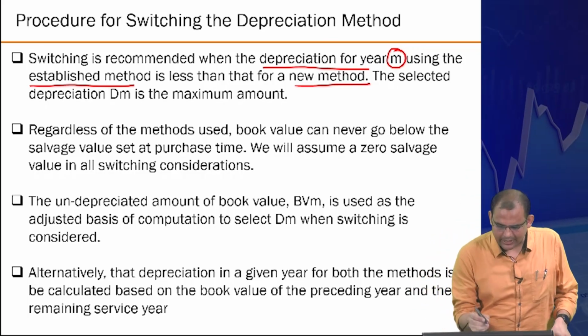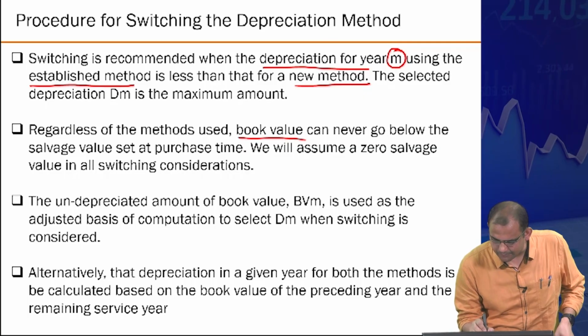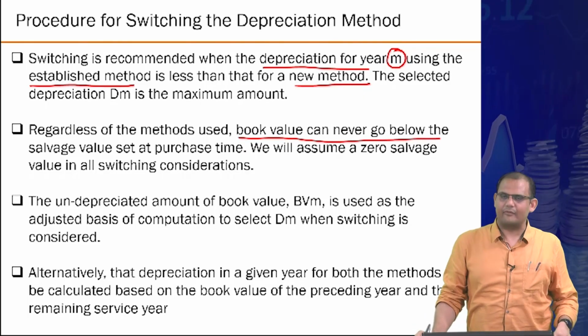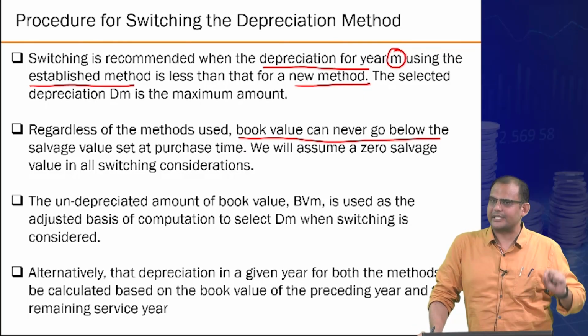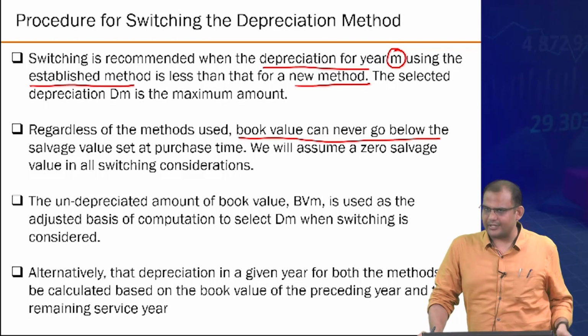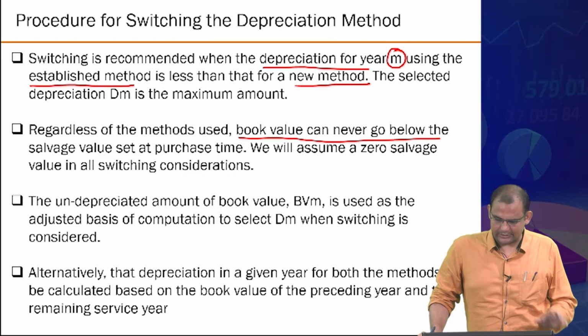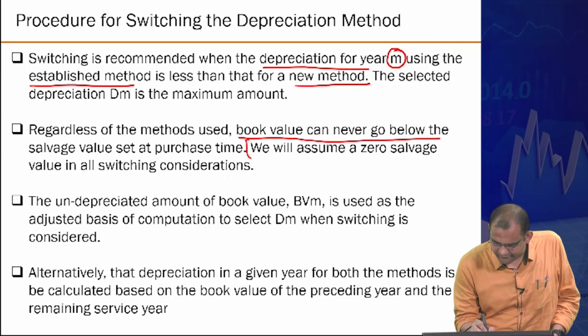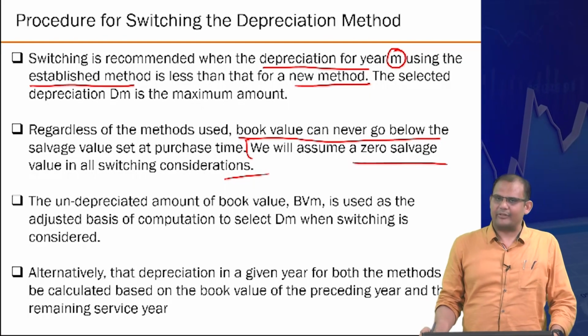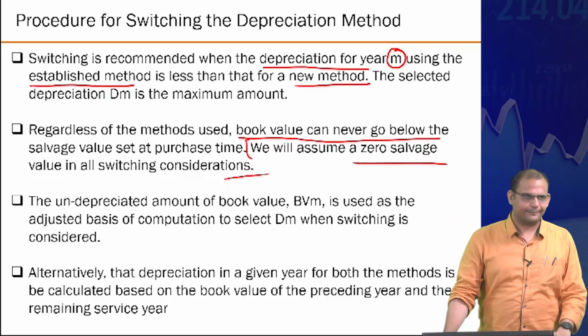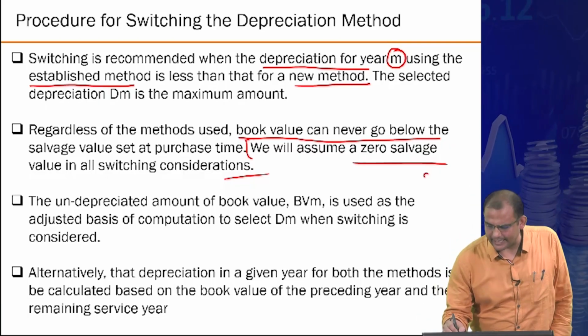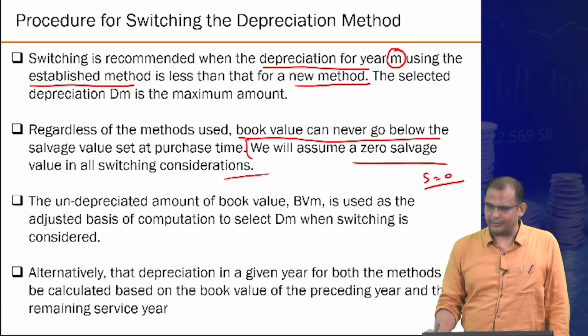Okay. So, regardless of the method we use, again the book value can never go below the salvage value, which is set at the purchasing time. You cannot change it, at least in the tax calculation. We are assuming a simple zero salvage value, but it could be something else as well. Okay. We are assuming that S equals 0 in our calculations.